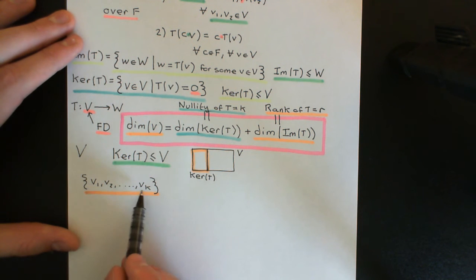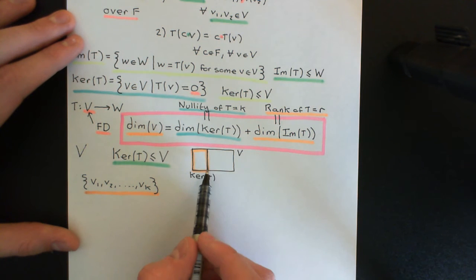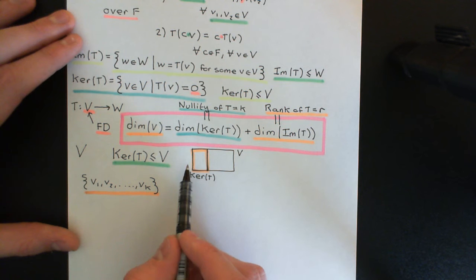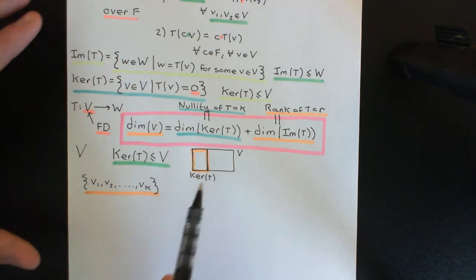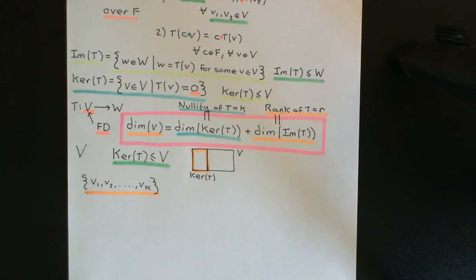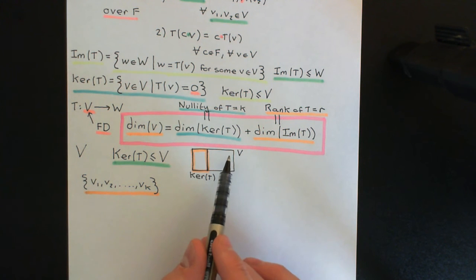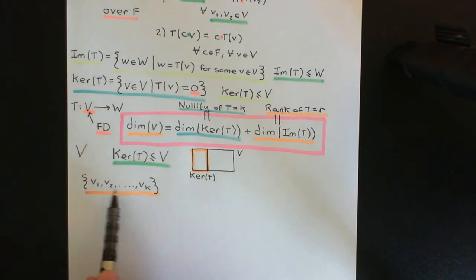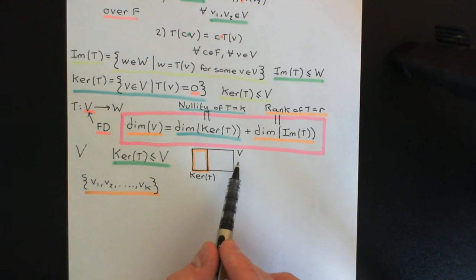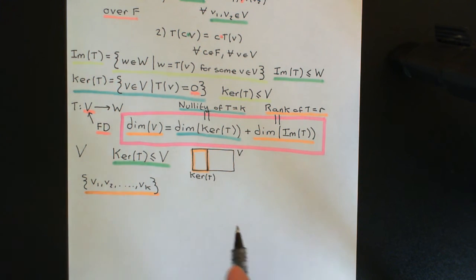Okay, so if that's true in the kernel of T, this subspace, then of course it's still going to be true in the larger vector space capital V. So this is a set of linearly independent vectors in the vector space capital V. Now, of course, if the kernel of T is not equal to the entire vector space capital V, then the span of this will not equal the entire vector space, so we're going to have to extend it up to form a basis for the entire vector space.